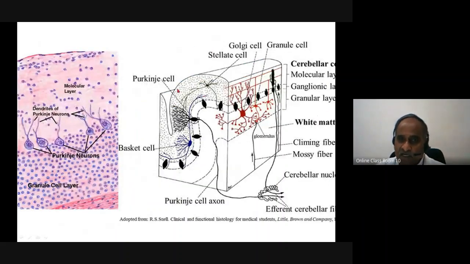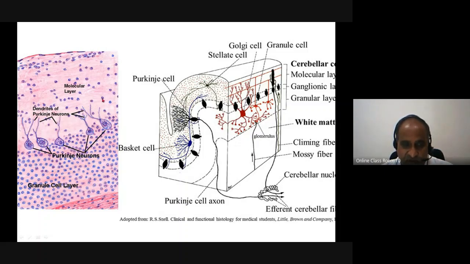Then move on. Just to give you an idea, this is histological. These are the outer molecular layer there. So this is the Purkinje cell layer. You can see these Purkinje cells, and the arborizations are coming.